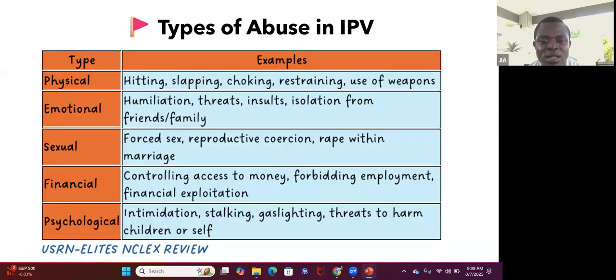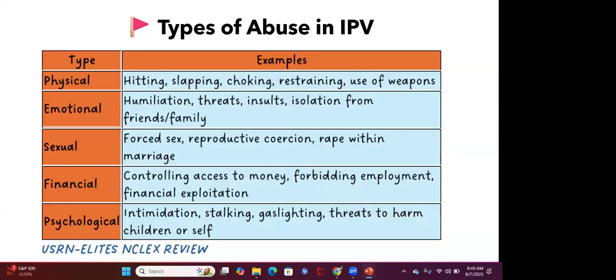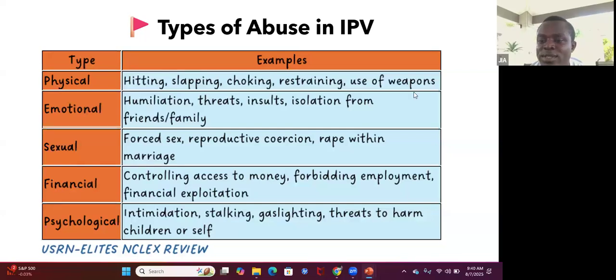Then we have psychological. Psychological can be intimidation. You always look down on your partner, if it becomes progressive. Stalking, gaslighting, and threats to harm children or self.